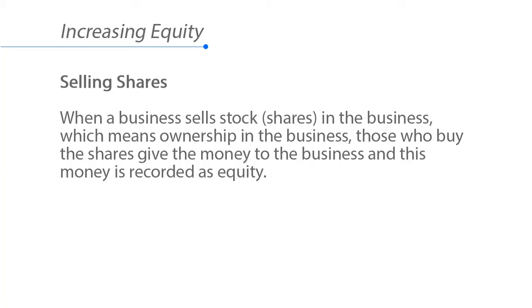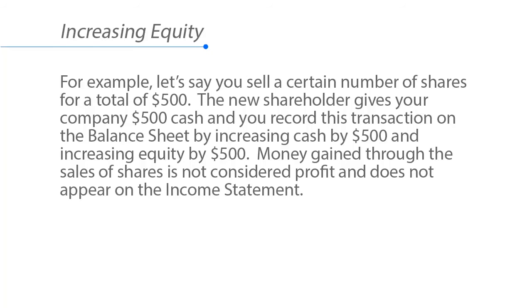Selling shares. When a business sells stock or shares in the business, which means ownership in the business, those who buy the shares give the money to the business, and this money is recorded as equity. For example, let's say you sell a certain number of shares for a total of $500. The new shareholder gives your company $500 cash, and you record this transaction on the balance sheet by increasing cash by $500 and increasing equity by $500.